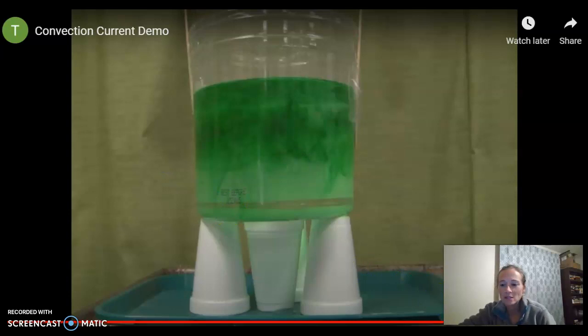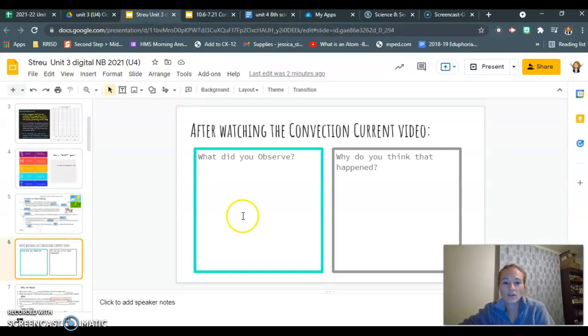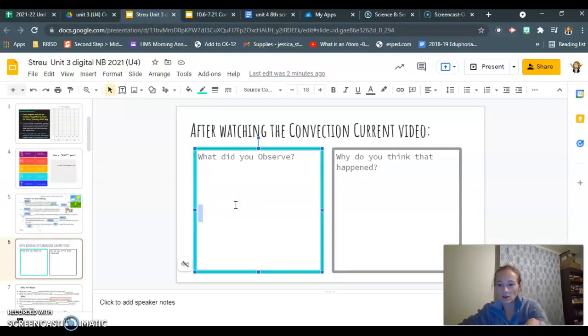Okay, you have access to that slideshow if you want to watch it again or watch it more extensively. What you need to do though is fill in what did you observe on this blue outline box. And then why do you think that happened in the gray box? Pause, do it right now.